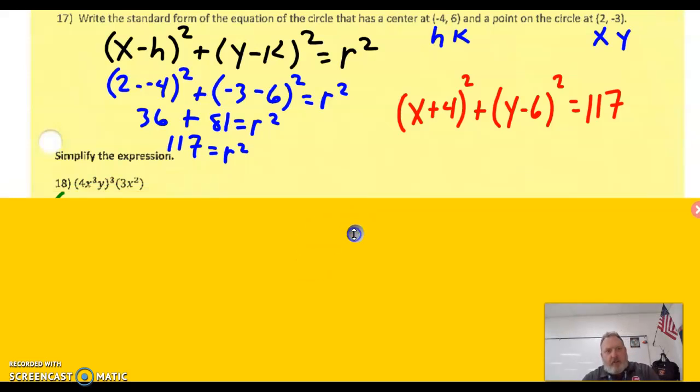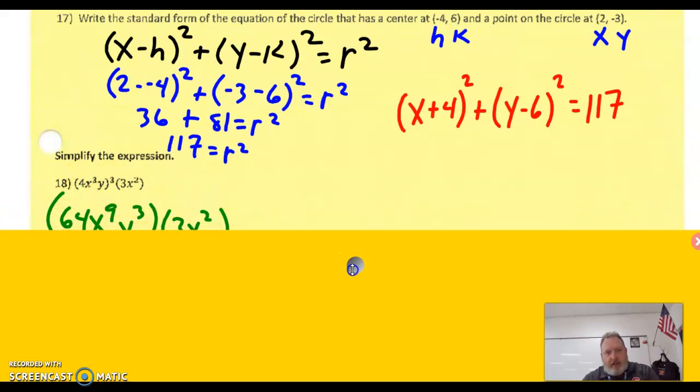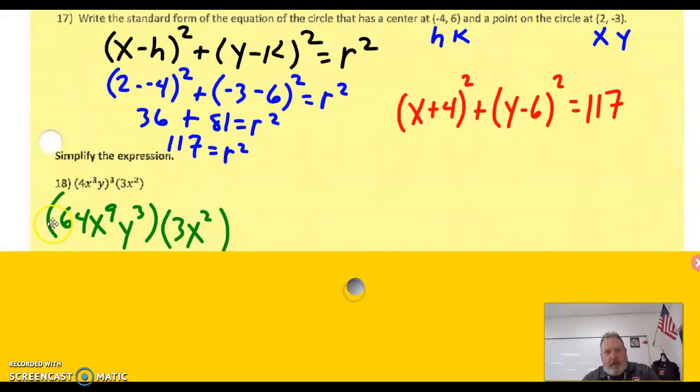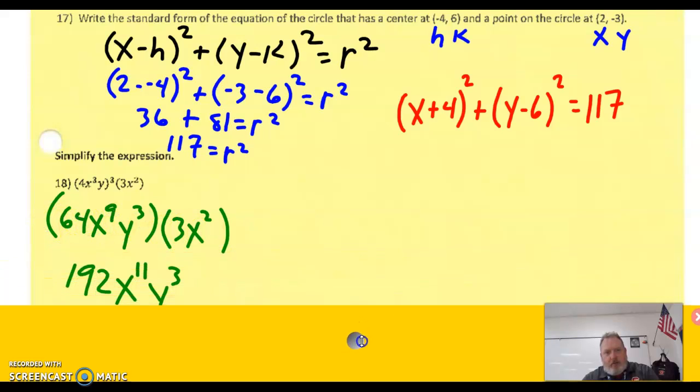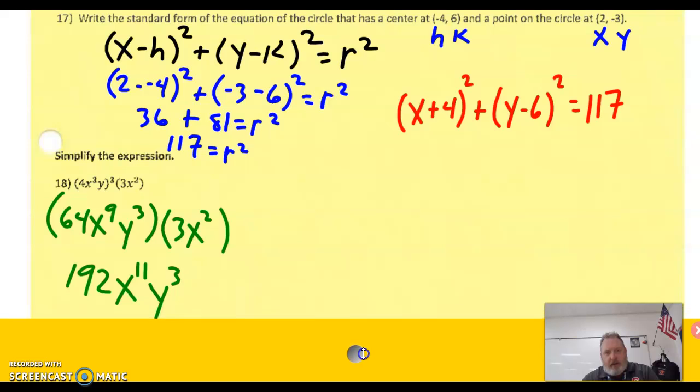Okay, simplifying each expression, we're going to cube this part first. So 4 cubed is 64, x to the 9th, y to the 3rd. Now I can multiply these together, so 192. Add the exponents for the x's, so x to the 11th, y to the 3rd.